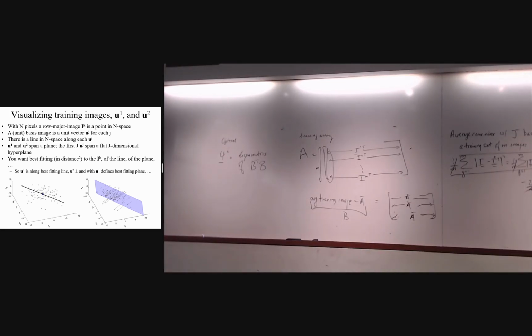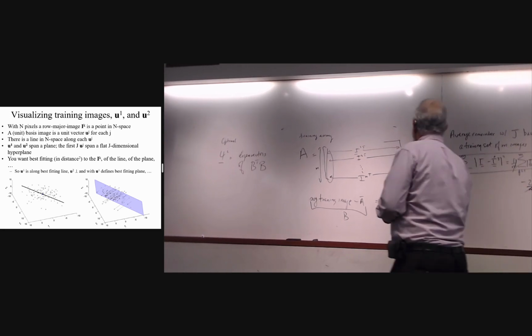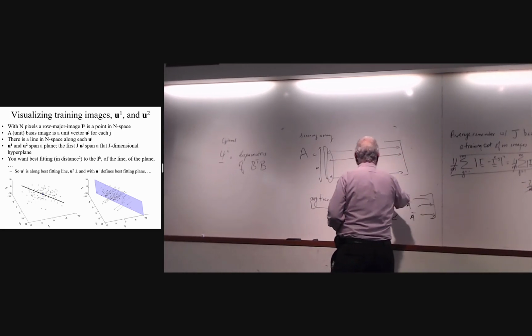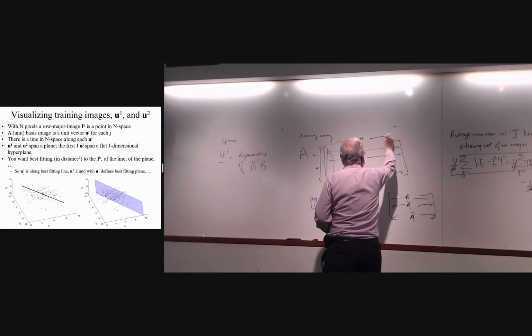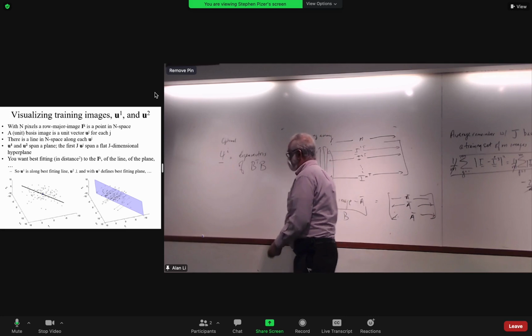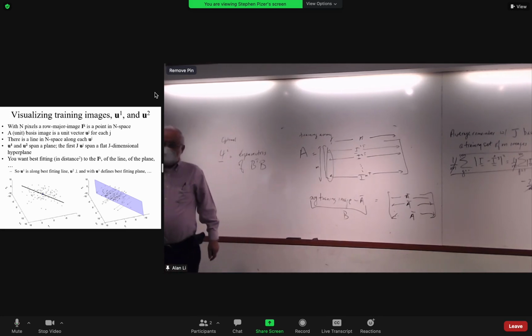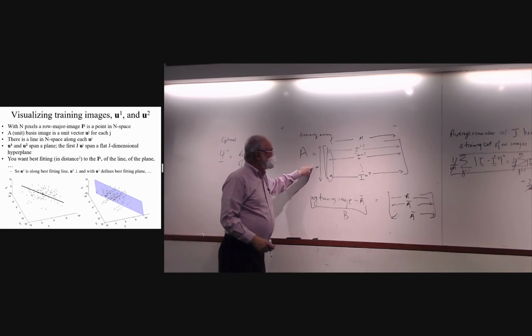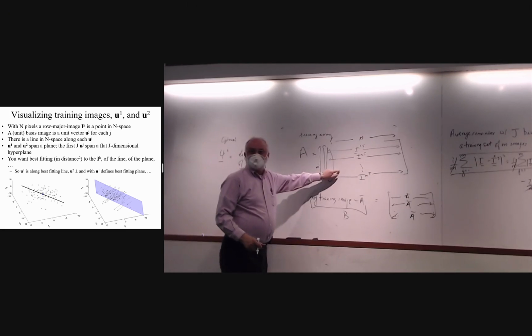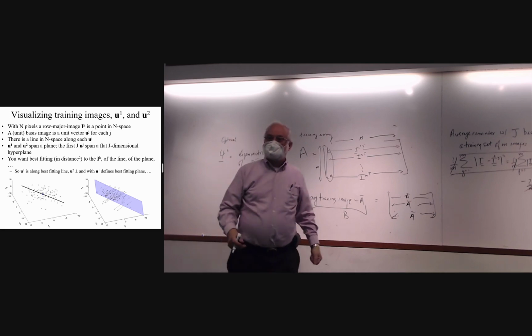Okay, be careful. A is big, right? It's capital M wide by little m. So if you have 1,000 by 1,000 images and you have 500 training images, this array has 500 million entries.